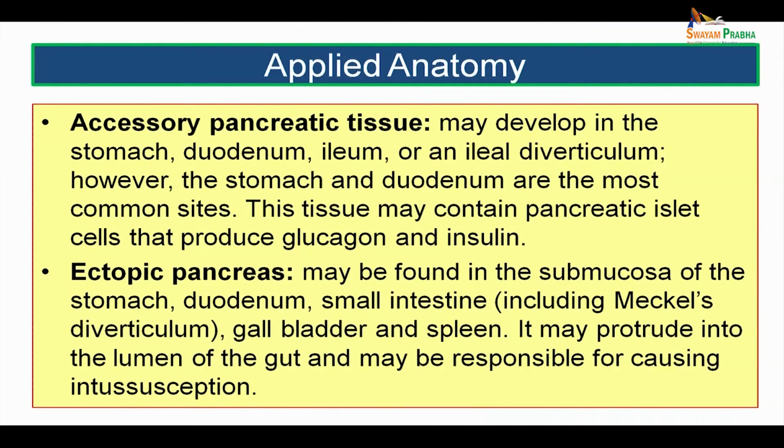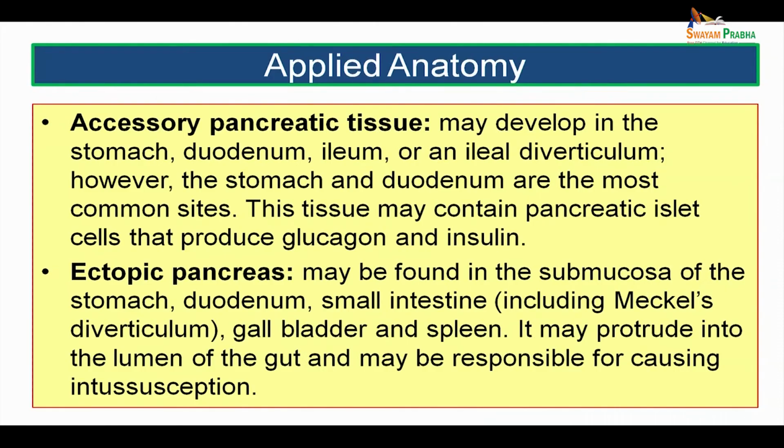Next, we see accessory pancreatic tissue. This may develop in the stomach, duodenum, ileum or an ileal diverticulum. However, stomach and duodenum are the most common sites. This tissue may contain pancreatic islet cells that may produce glucagon and insulin. Next is ectopic pancreas.